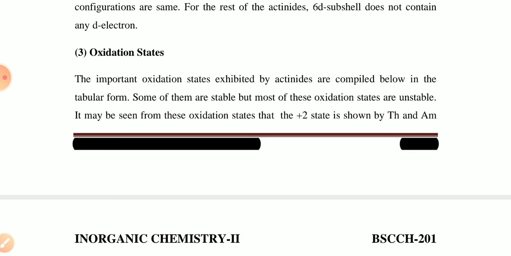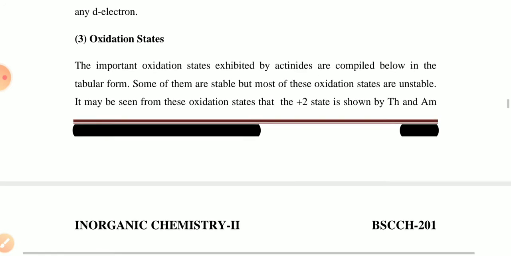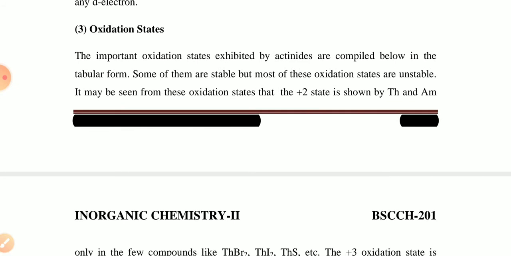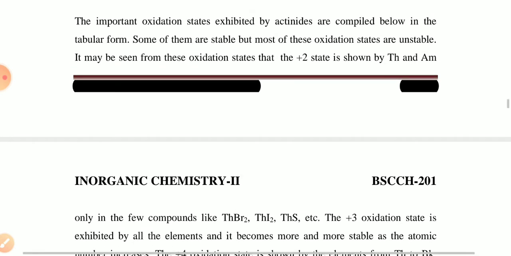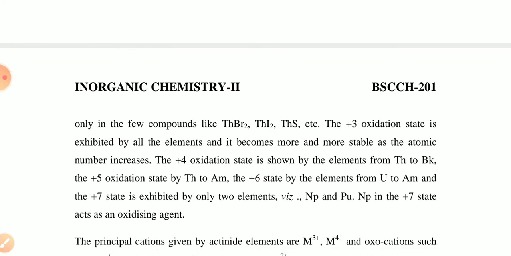The oxidation states exhibited by the actinides are many, because they have unstable characteristics. The +2 oxidation state is shown by only Th and Am, and a few compounds like ThBr2 and ThI2 are formed. The +3 oxidation state is exhibited by the elements and becomes more and more stable as the atomic number increases.